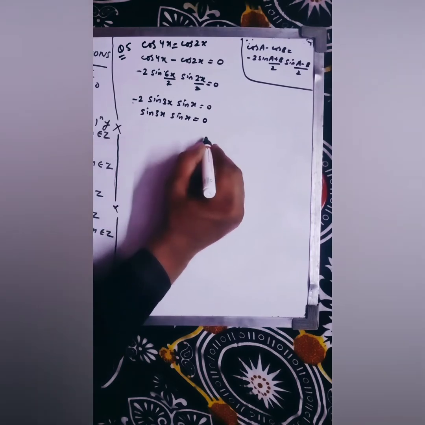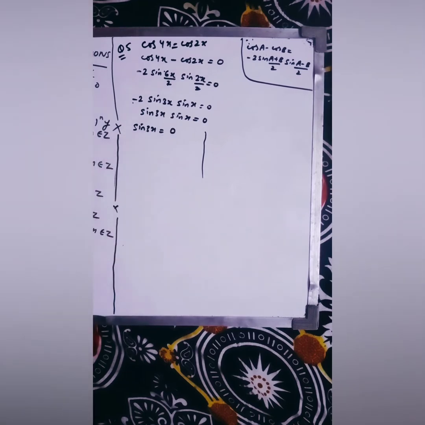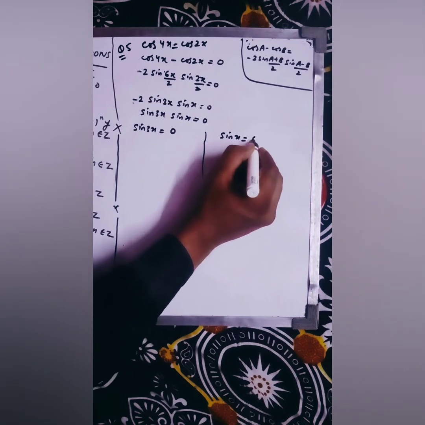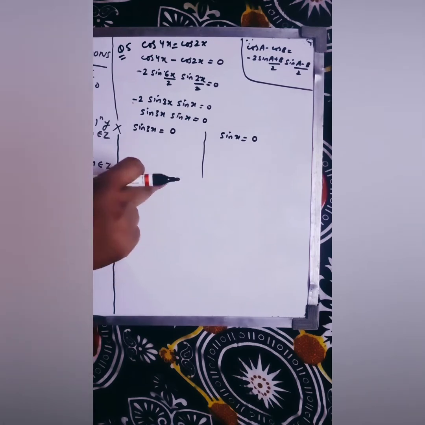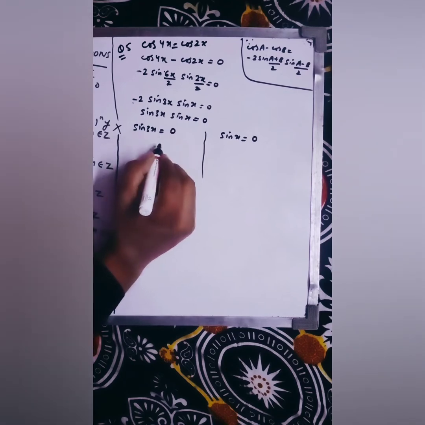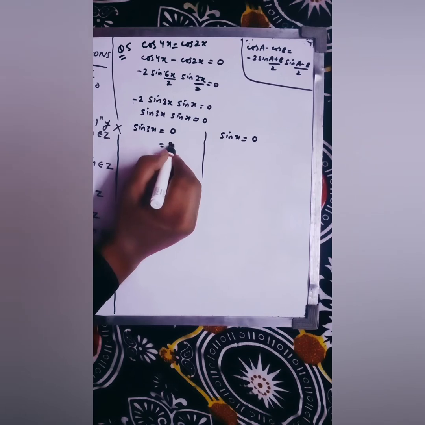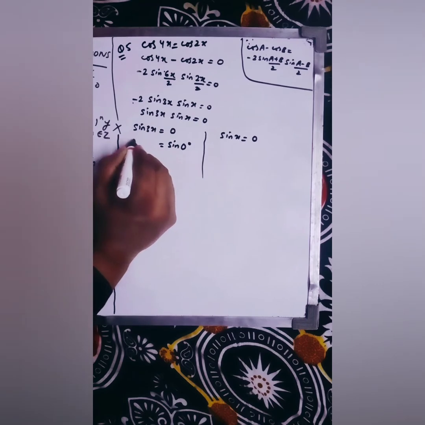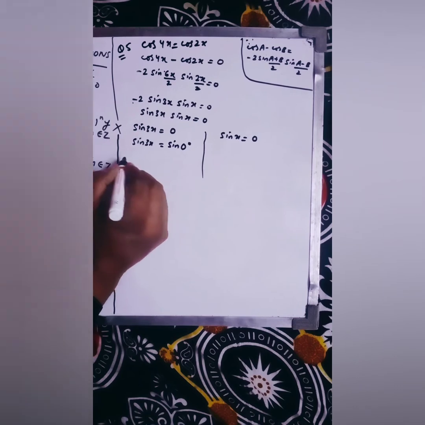Now you can write your sine 3x is equal to 0 and your sine x equals to 0, whether it is equal to 0. If sine 3x equals to 0, so in place of 0, I am writing a formula. Sine is 0 at sine 0 degree, that is equal to sine 3x. So the formula is sine x equals to, I am writing the general formula.